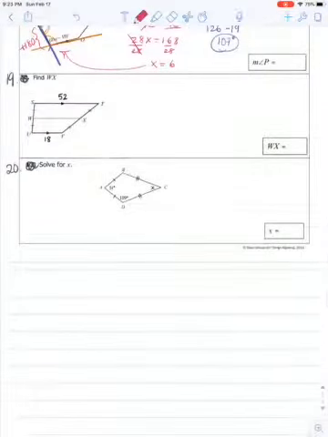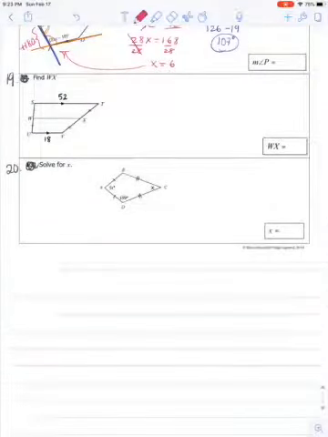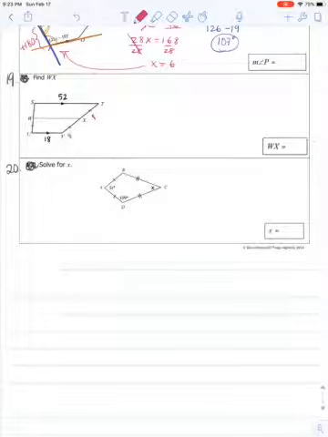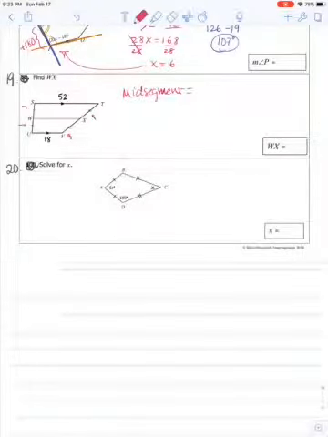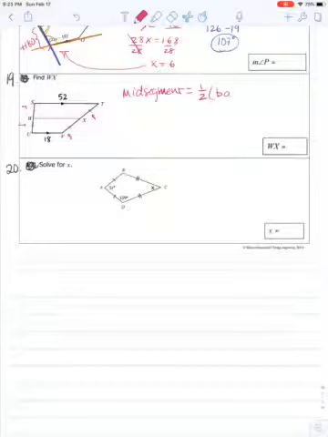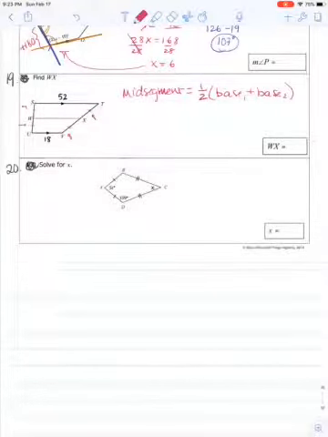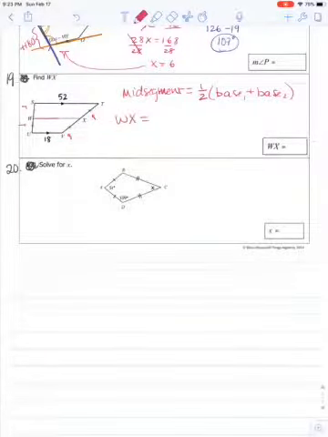Alrighty, and then we're talking about mid-segments here. So WX is a mid-segment because we have these congruent pieces here and also here. So the formula to find the mid-segment is always going to be 1/2 of base 1 plus base 2. You just need to know that, but it's a really easy formula. You add the two bases and you divide by 2. So that's what we're going to do. WX is what we're trying to find.